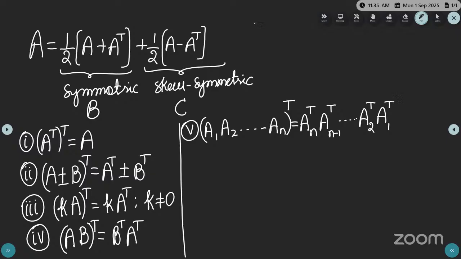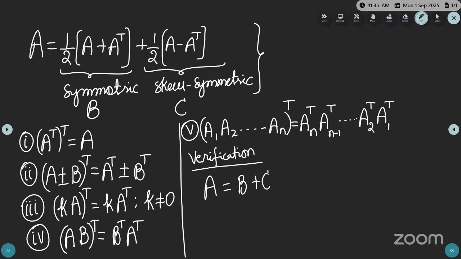Now this is a result. Verify that result based on that property. Verification of the above result: A equals B plus C. What is B transpose? 1 by 2 (A plus A transpose) whole transpose. What is 1 by 2? It is a scalar. Write it out.